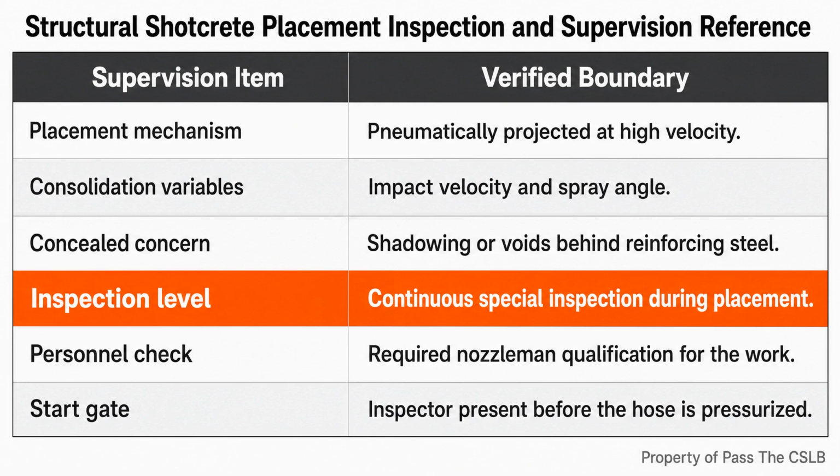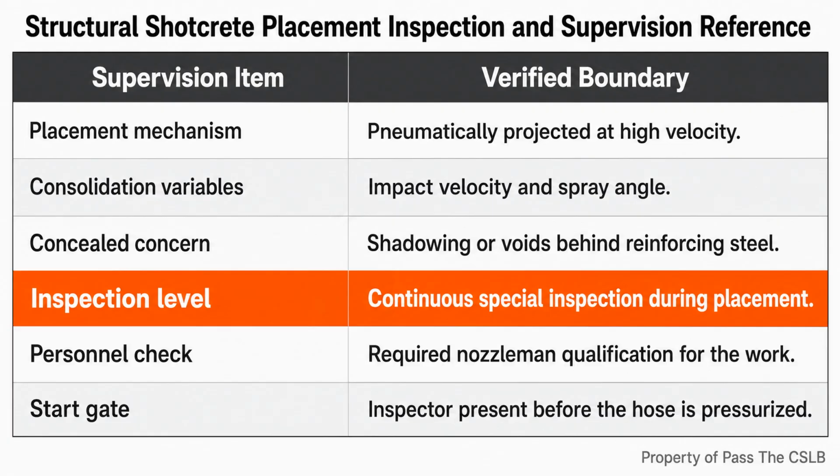For the General B superintendent, the practical sequence begins before the hose is pressurized. I would verify that the required special inspector is scheduled and physically present. I would verify that the person assigned as nozzleman has the required qualification for the work. I would confirm that the approved plans, placement area, reinforcement, access, and inspection coordination are ready before production begins. The lesson boundary is supervision and readiness, not teaching specialty hose technique.